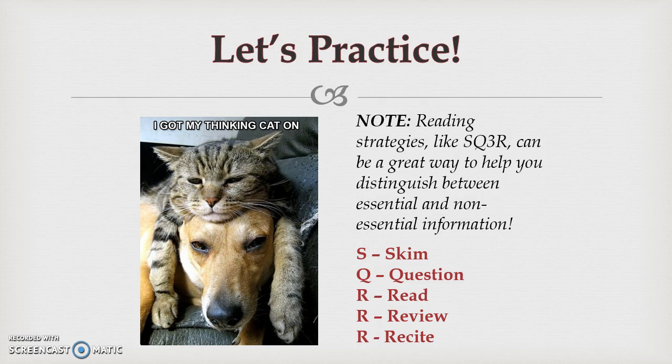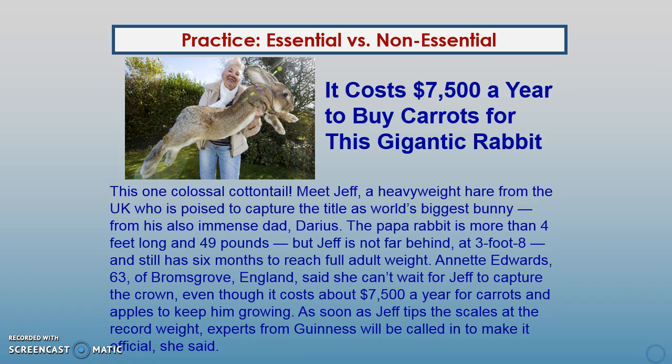Let's practice. Reading strategies like SQ3R can be a great way to help you distinguish between essential and non-essential information. Let's practice. This article: it costs $7,500 a year to buy carrots for this gigantic rabbit. Take a look at the article and see if you can identify the essential and the non-essential pieces of information.